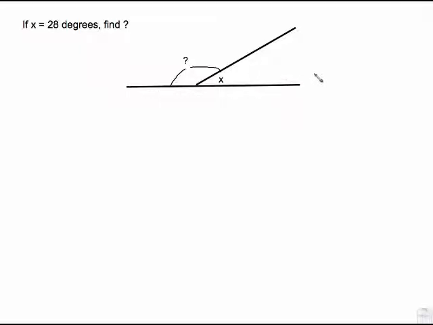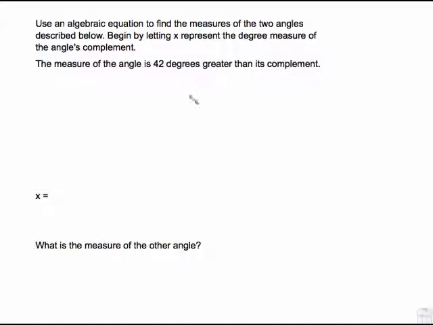Here's the same kind of picture. We have a straight line with another angle shooting off this way. We know that this is 28 degrees. What do you know about all of this? I hope you know it adds up to 180 degrees. So if x is 28 degrees, if we subtract 28 from 180, we get 152 degrees for the measure of this big angle that had the question mark on it.